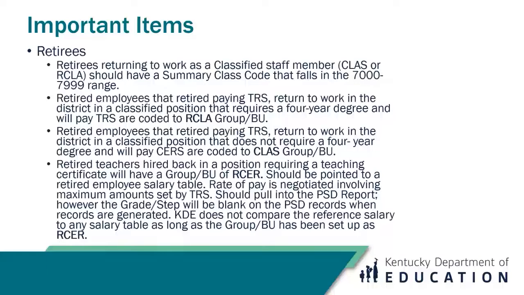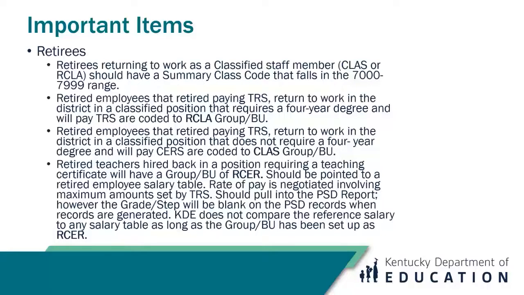Third bullet is that retired employees that retired paying TRS return to work in the district in a classified position that does not require a 4-year degree and will pay CSRS are coded to CLAS group BU. So those two middle bullets are the two that I see or have the most issue with. So you'll want to check that closely.